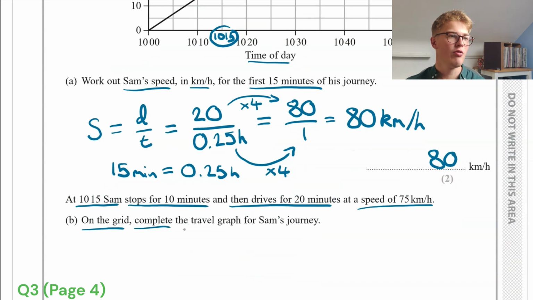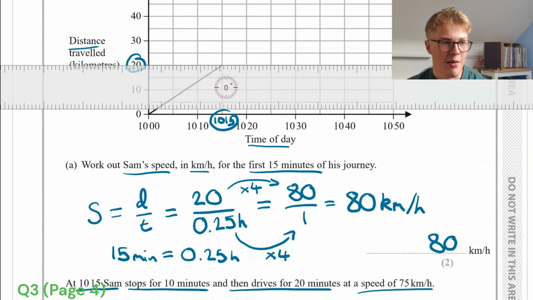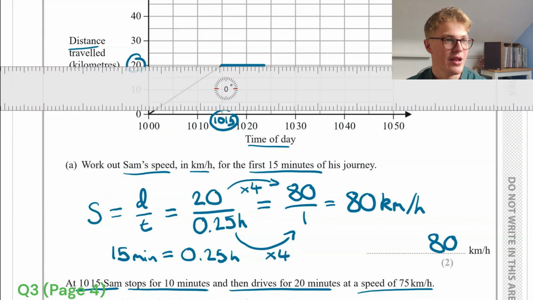At 10:15, Sam stops for 10 minutes and then drives for 20 minutes at a speed of 75 kilometres per hour. On the grid, complete the travel graph for Sam's journey. So we know Sam stops for 10 minutes, so we can say between 10:15 and 10:25 the car is stationary, and therefore the line stays flat for those 10 minutes.